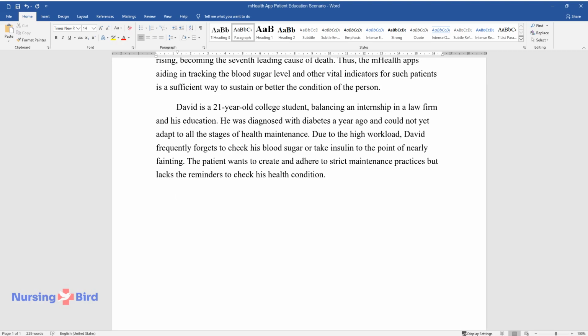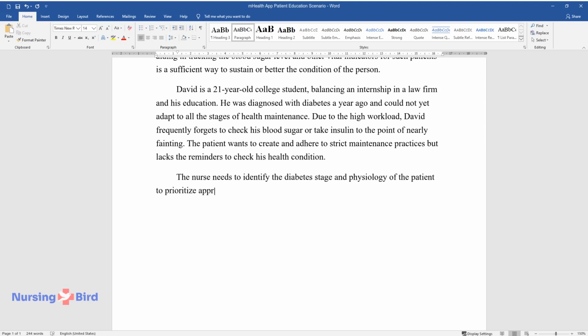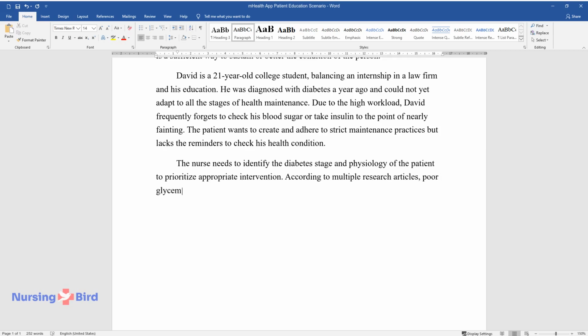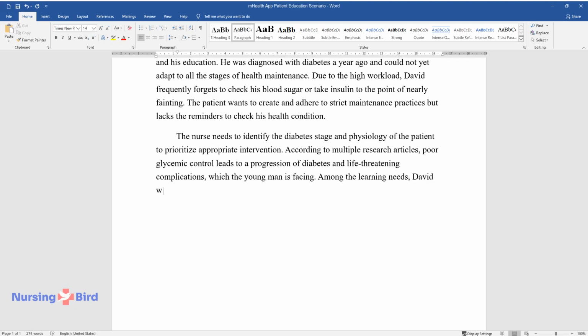The patient wants to create and adhere to strict maintenance practices but lacks the reminders to check his health condition. The nurse needs to identify the diabetes stage and physiology of the patient to prioritize appropriate intervention. According to multiple research articles, poor glycemic control leads to a progression of diabetes and life-threatening complications, which the young man is facing.